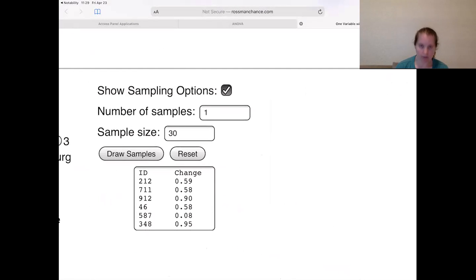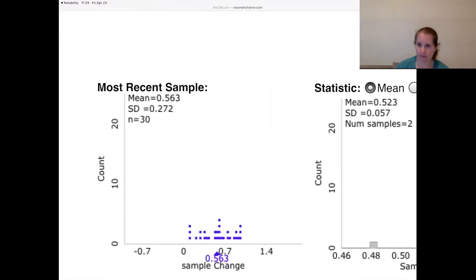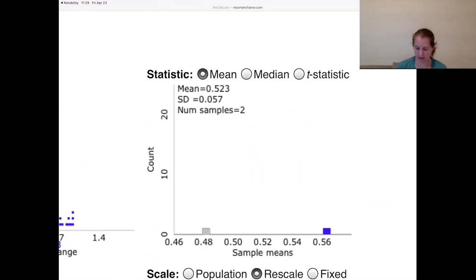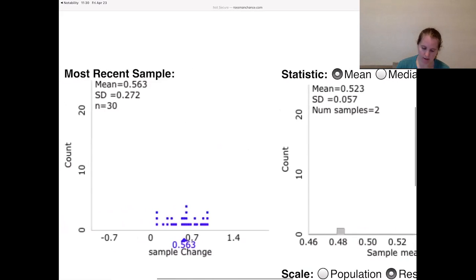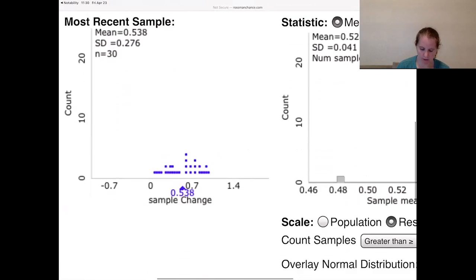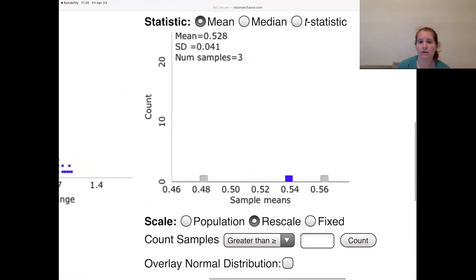So here's another sample. The numbers have changed. This sample has a mean of 0.563. And now if I look over at the means, we have our first sample mean at 0.483 and our second sample mean at 0.563. Let's go ahead and do one more on its own. So doing one more, here's our next sample. This one had a mean of 0.538. So now over here, I have bars at 0.483 for our first sample, 0.563 for the second sample, and then 0.538 for our most recent sample.